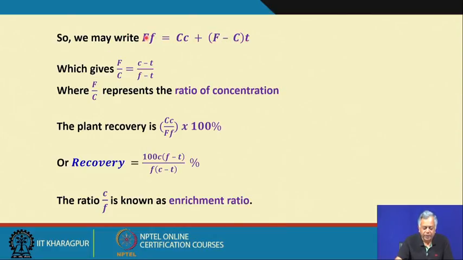So, I can write capital F into small f minus T plus, if I take capital C as common, this part will be small c minus T. So, if I write F by C is equal to C minus T divided by F minus T. Okay. So, this capital F by capital C is equal to small c minus small t divided by small f minus small t. So, these are based on assay and this is the tonnages. So, it is the whole lot of material.